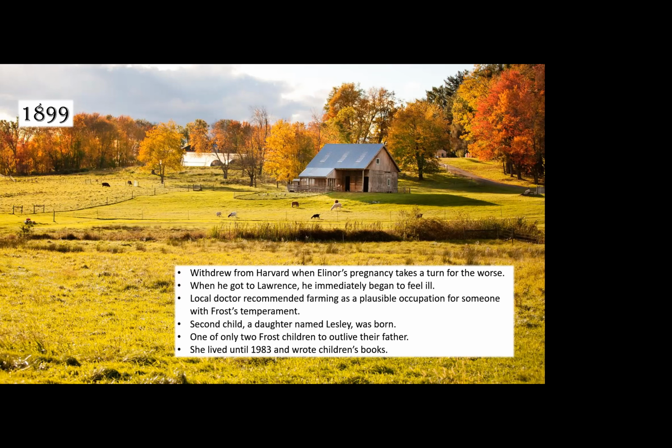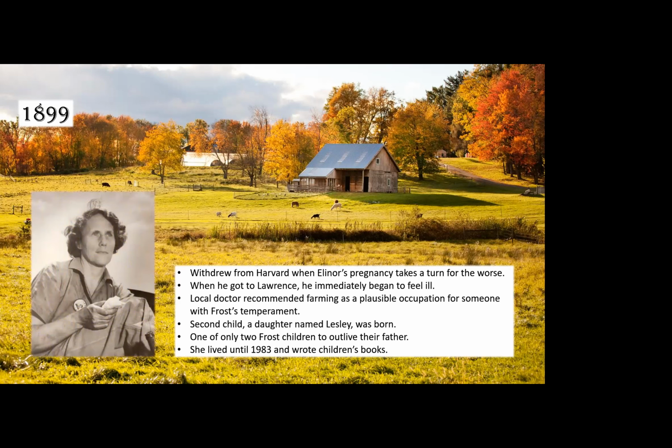Despite being born and raised as a city boy in San Francisco, the rural life was always more suited to his emotional stability. So the Frost family moved to a farm in Methuen, Massachusetts, where Frost's second child, a daughter named Leslie, was born on April the 28th. Now, she was later one of only two Frost children to outlive their father. And like her father, she became a writer. She lived until 1983, and she wrote a series of very successful children's books.